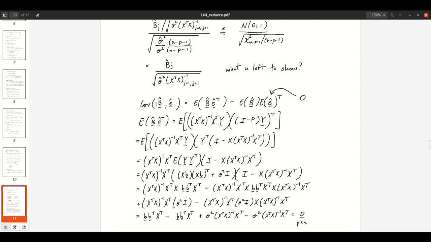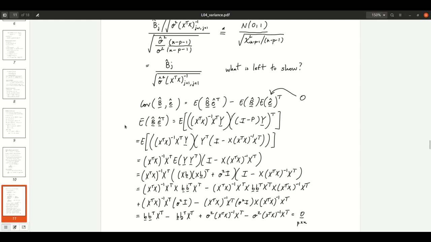So that means that b hat, if b hat is independent of e hat, then b hat j is going to be independent of sigma hat squared, because sigma hat squared is just a function of epsilon. So this all boils down to showing that b hat and e hat are uncorrelated. Okay, so let's compute their covariance and verify that.